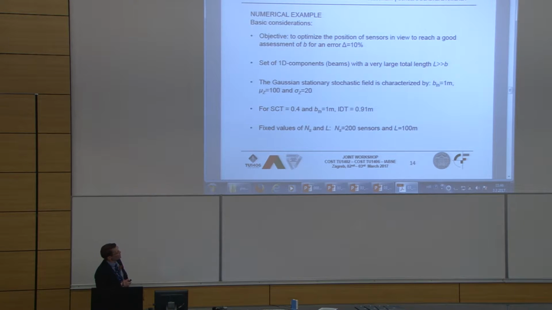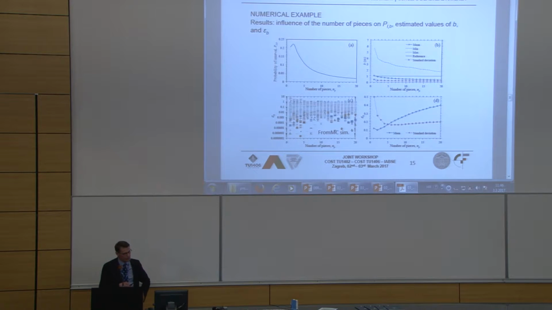For a spatial correlation threshold equal to 0.4, we have this maximum distance between sensors. We fixed the values of the number of sensors and the length of the structure. So that's what we obtain here: the probability of being in the confidence interval with the number of pieces. Of course, the number of pieces doesn't change the number of sensors, only the location of the sensors. You can see that we obtain here an optimum value.